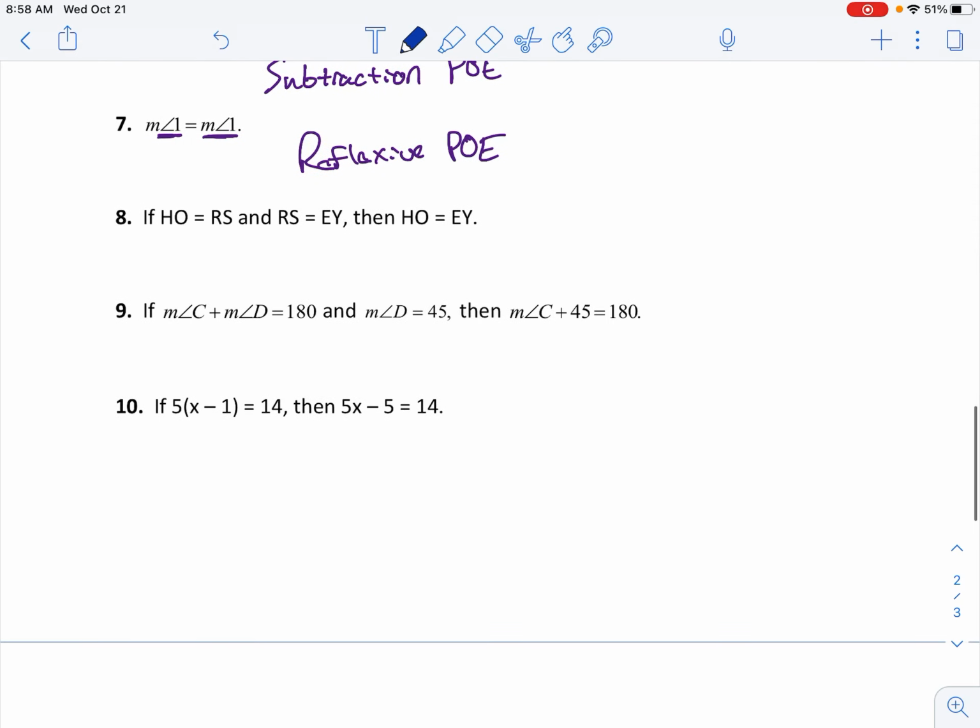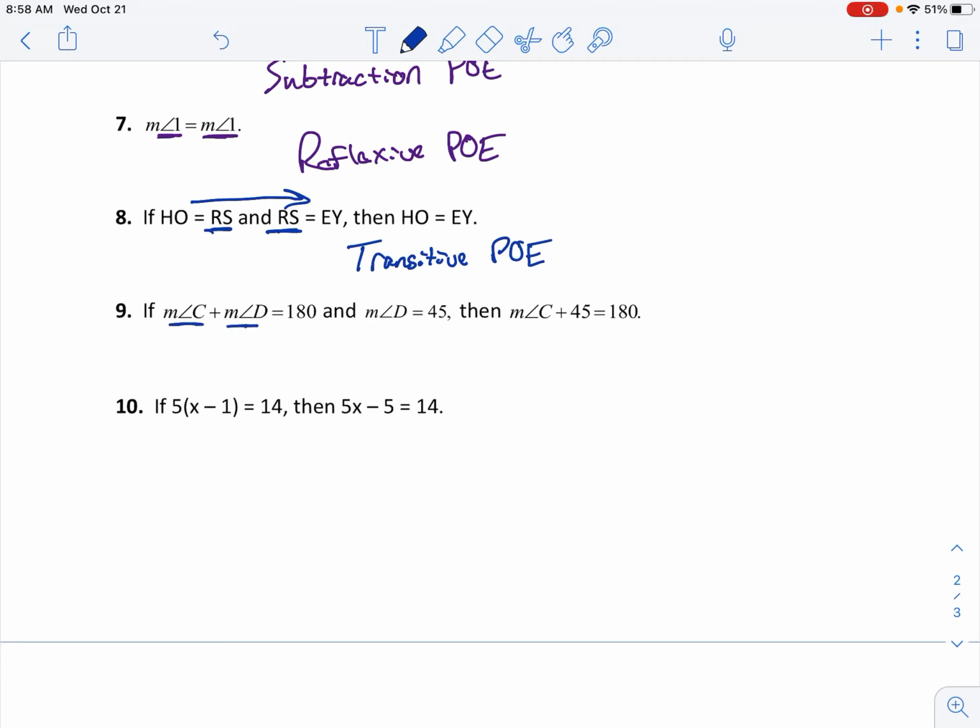And then let's look at these last ones. HO is equal to RS, and RS is also equal to EY. So I'm going through RS to say HO is equal to EY. That is transitive property of equality. And just 2 more here.